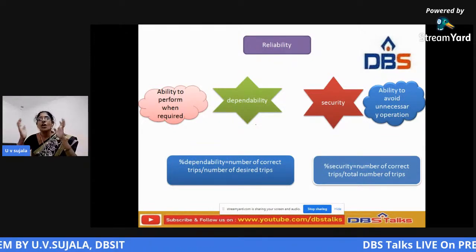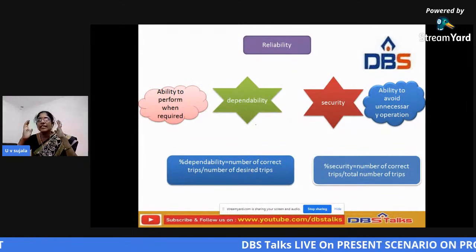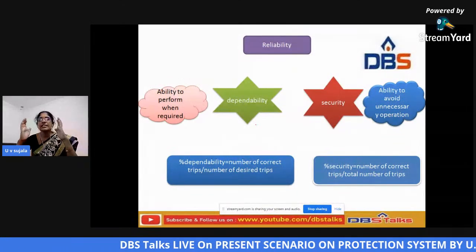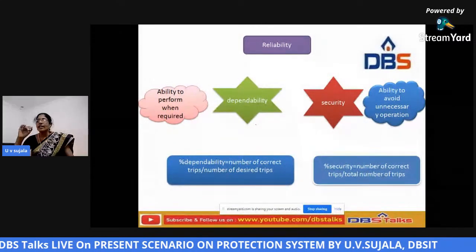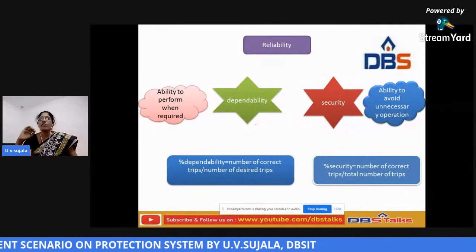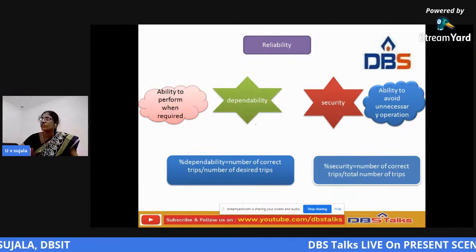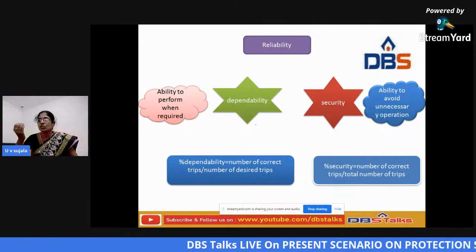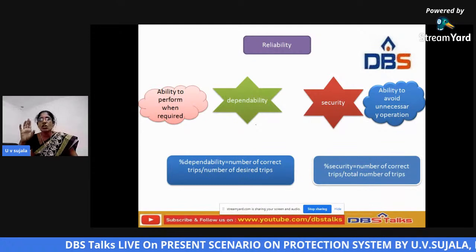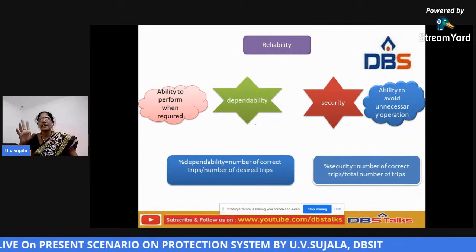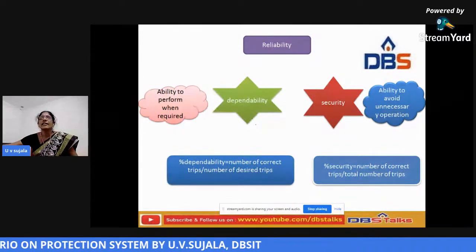Dependability is the ability of the protection system to operate when called upon to remove the fault, and security is the ability of the protective system to restrain itself from operating during an external fault. So these two conditions are put in a balanced manner. This is about reliability.